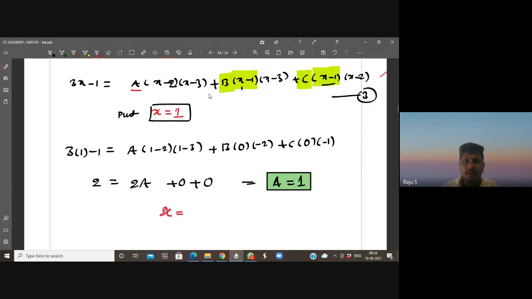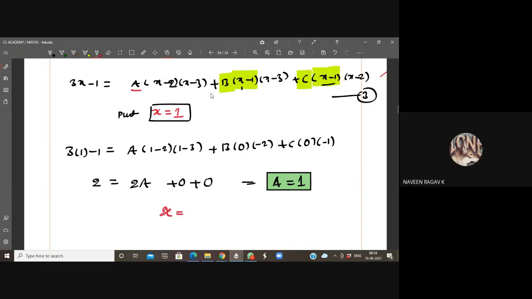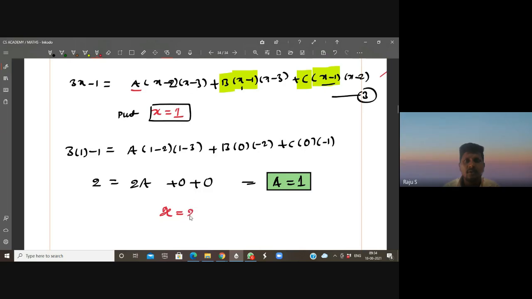A and c become 0. What is the common factor? 2. So x is equal to 2. When you take x is equal to 2, substitute x is equal to 2 in LHS.